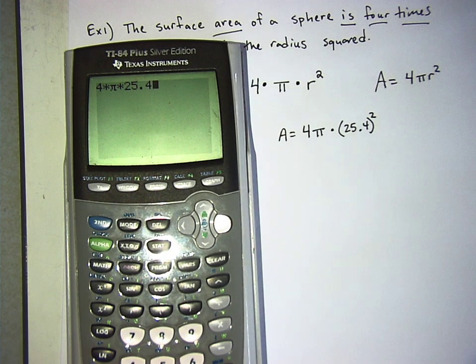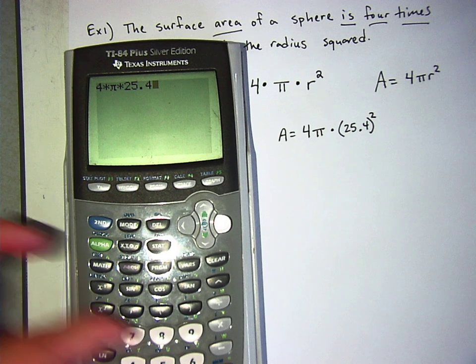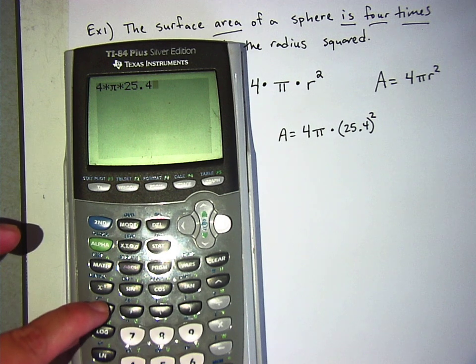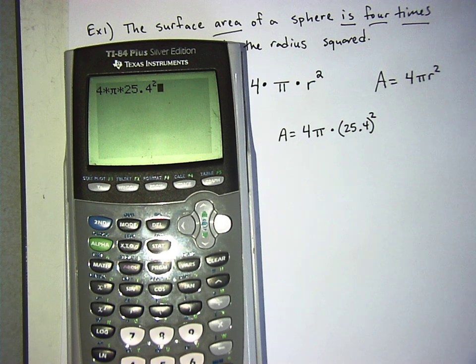The squared button is diagonal to the 7. It says x squared on it. You don't have to hit the second button to get it. So this is what I want your screen to look like. I want it to say 4 times pi times 25.4 and then that squared up there.